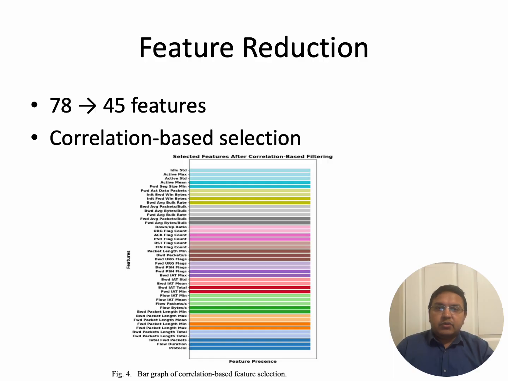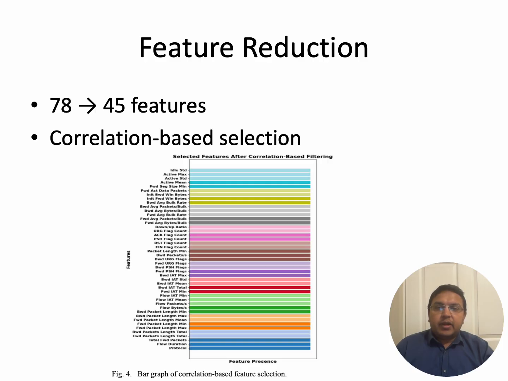For feature selection, I used a correlation-based approach. I computed the absolute correlation matrix across all 78 features and eliminated any pair of features with correlation above 0.9. I retained only the most informative one from each highly correlated group. This reduced the feature space from 78 down to 45 features, cutting the dimensionality by more than 40%. The benefits are significant actually. It resulted in lower computational costs, reduced risk of overfitting, and also improved model generalization.